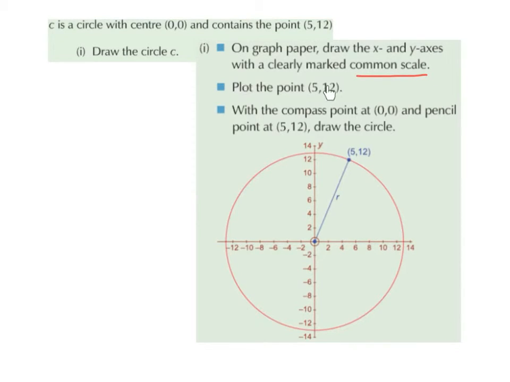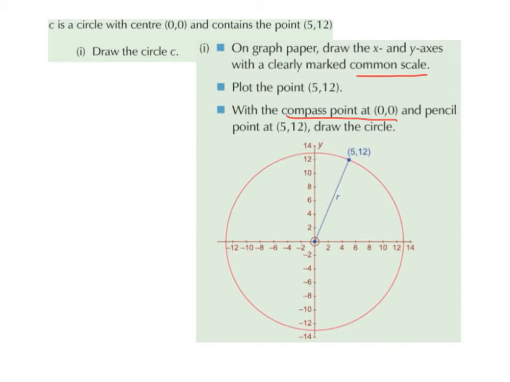Next, we plot the point 5, 12. So we go to 5 on the x-axis, which is here, and 12 on the y-axis, which is here, and we plot the point. So this is the point 5, 12, and we plot the point. And then we put our compass point at 0, 0, which is the origin.